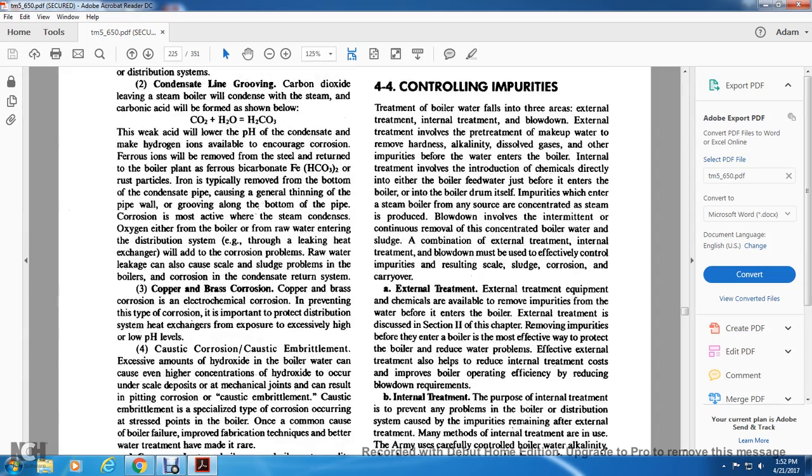4.4 Controlling impurities. The treatment of boiler water falls within three areas: external treatment, internal treatment, and blowdown. External treatment involves the various treatments of the makeup water to remove hardness, alkalinity, dissolved gases, and other impurities before the water enters the boiler.